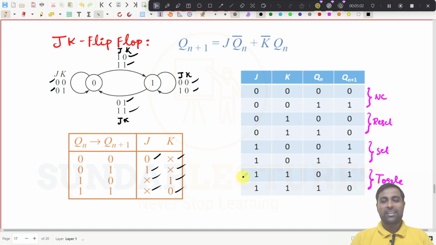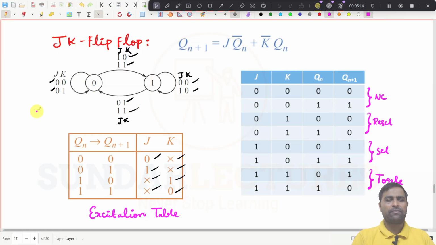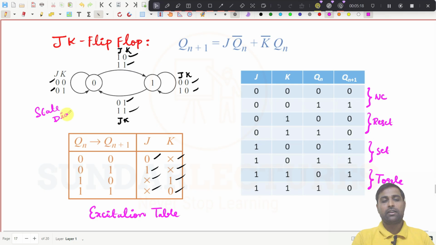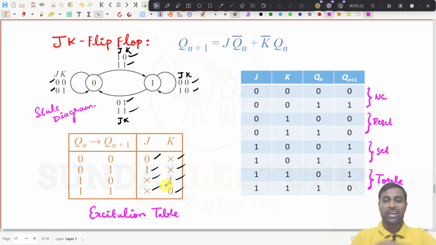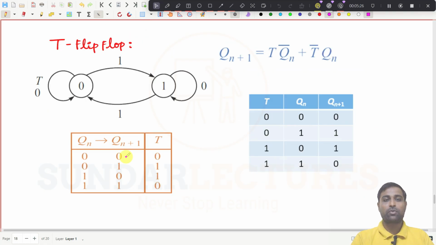Right? So this is the excitation table for JK flip flop, and as well as this is the state diagram. We generally call it a state diagram, and we remember this one so that it will be easy to understand in analyzing the synchronous sequential circuit, right? What is the next one now?